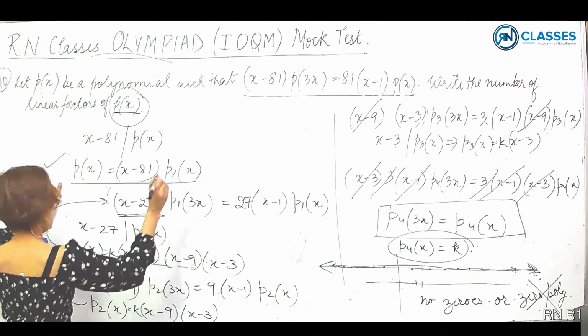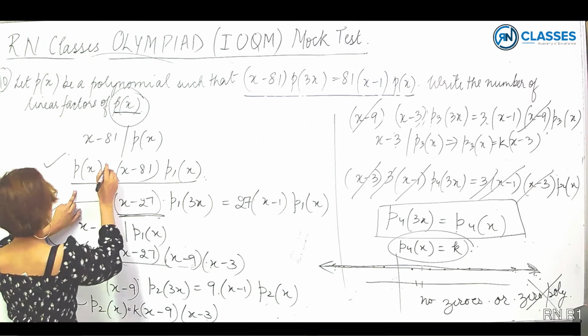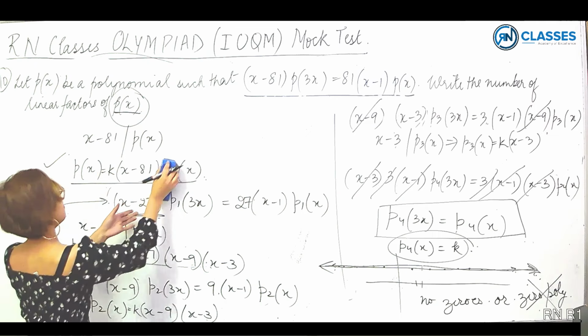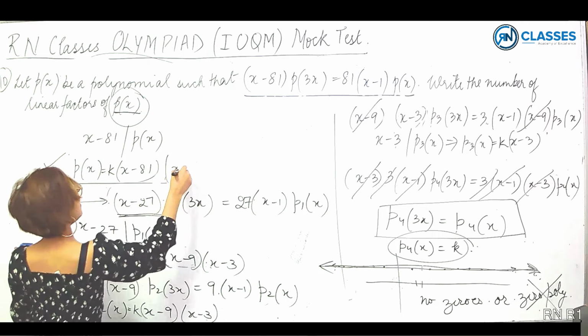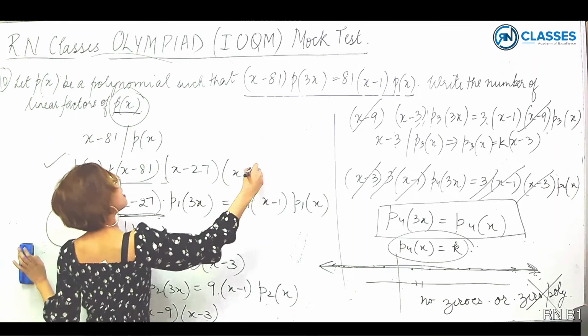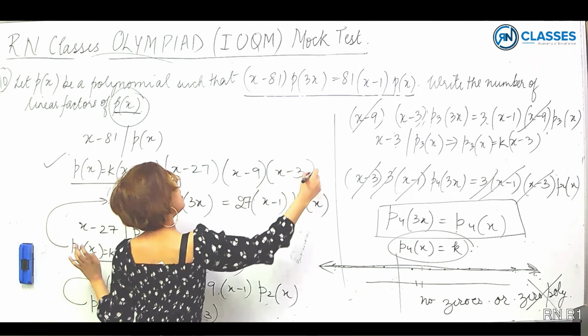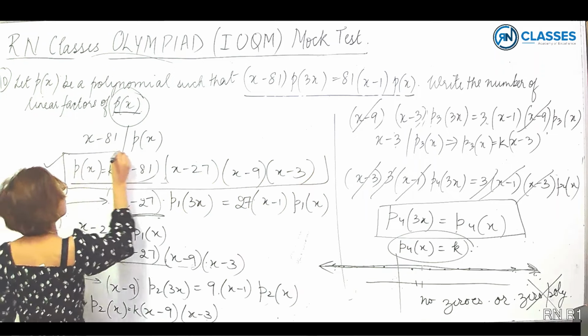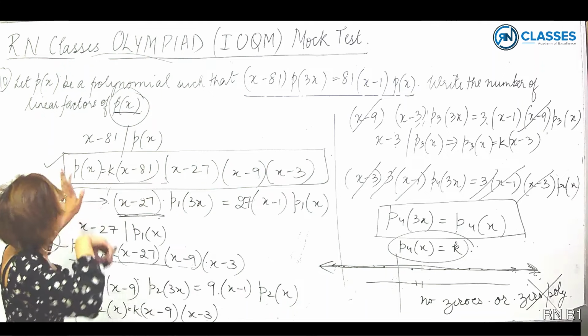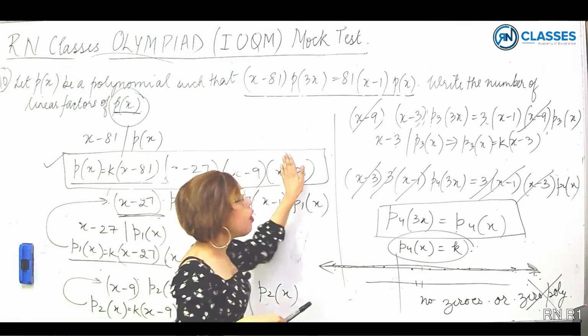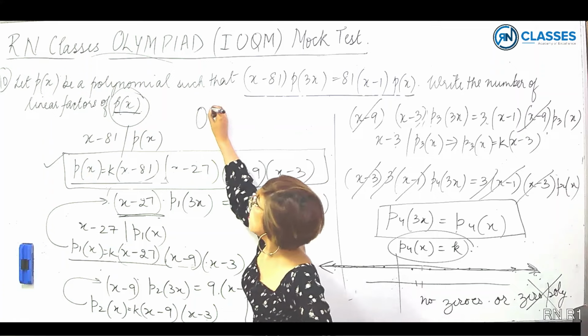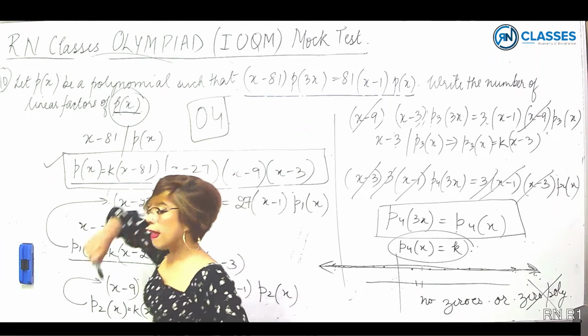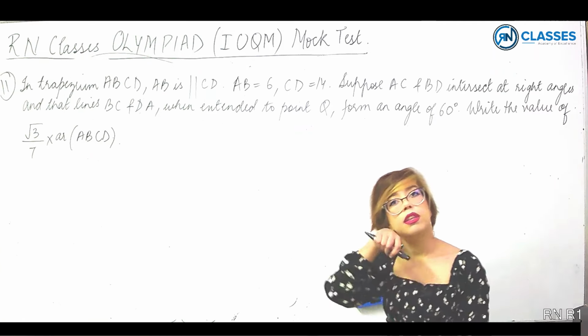Here. Right? So P1 of x में मेरे पास आया k into x minus 27, x minus 9 and x minus 3. This is my polynomial P of x. Now he says number of linear factors 1, 2, 3, 4. That is why the answer is 0. Alright, on to the next one.